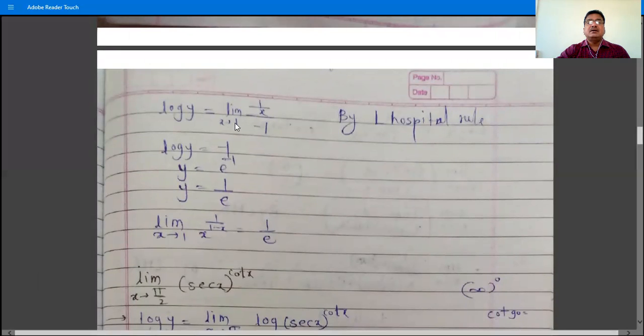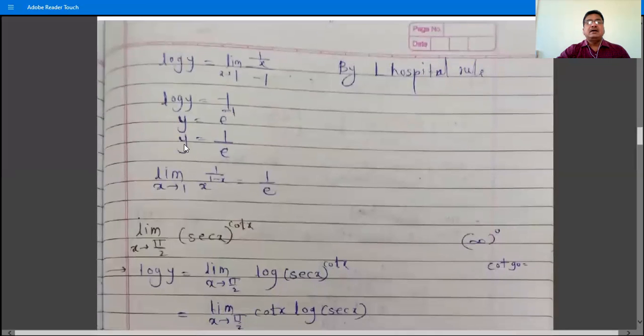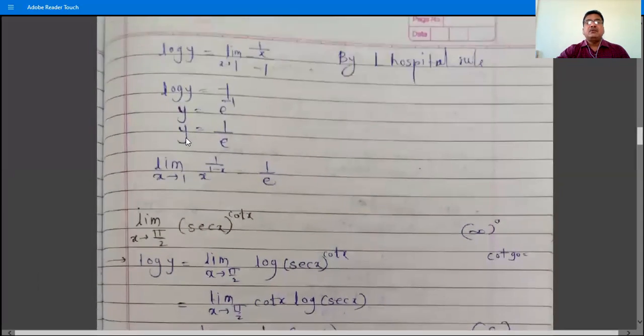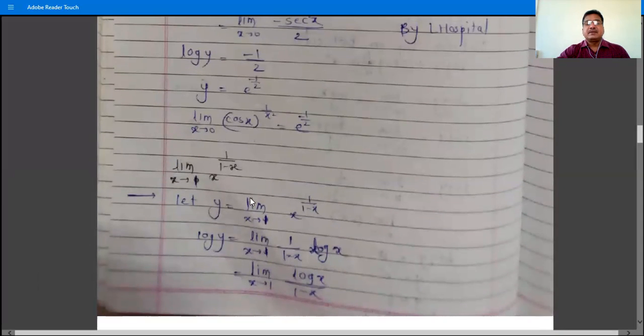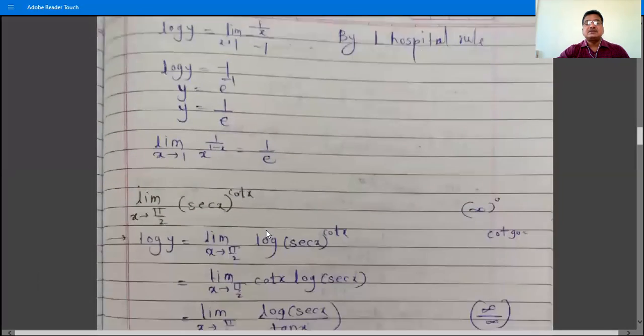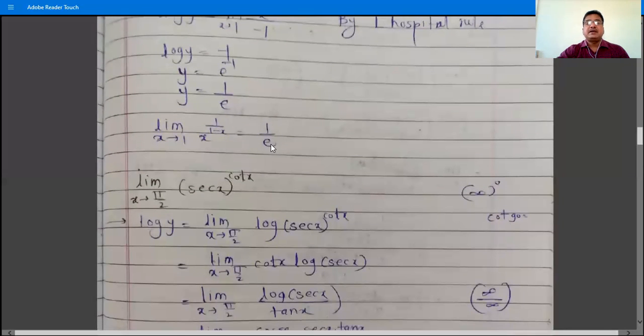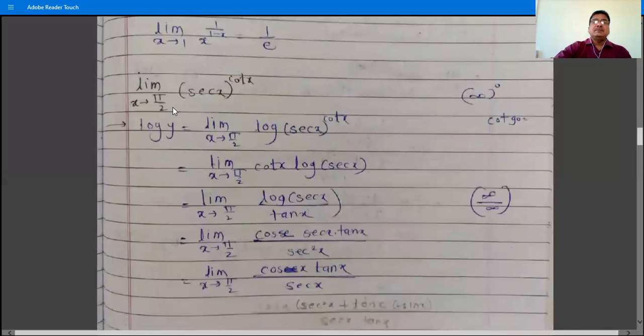And then if we substitute x as 1, the limit of the numerator is 1 and the denominator is minus 1. So 1 divided by minus 1 is minus 1. And this is the value of log y, and then y is e raised to minus 1, that is 1 by e. And what is y? y means this: limit x tends to 1, x raised to 1 by 1 minus x is 1 by e. The same type of problem: limit x tends to pi by 2, sec x raised to cot x.